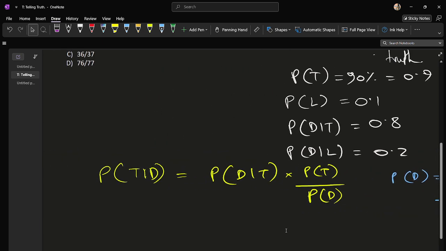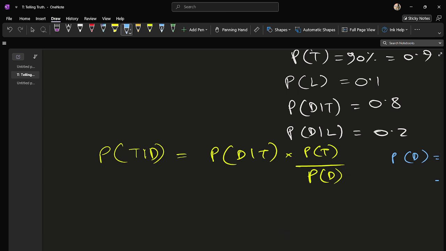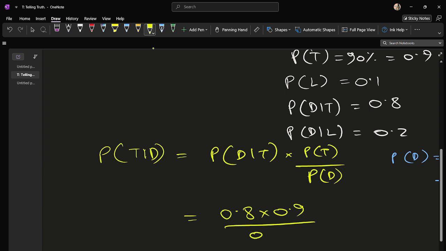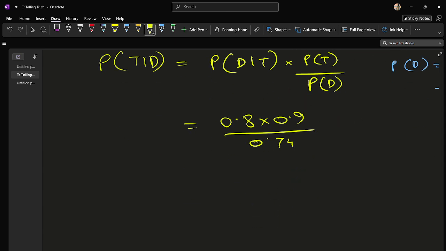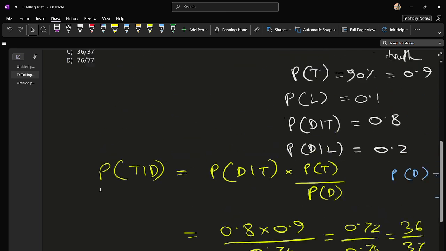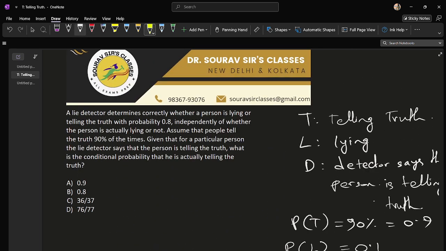Now we have to calculate P(T given D), which is a very easy task. My P(D given T) is 0.8 and my P(T) is 0.9, divided by 0.74. So that equals 0.72 by 0.74, which is 36 by 37. So this is the correct answer of this question, option C.